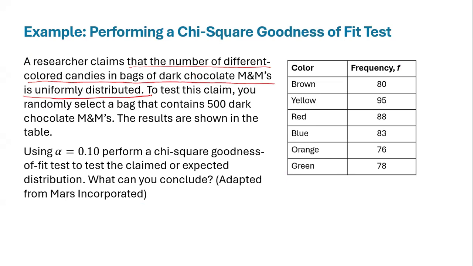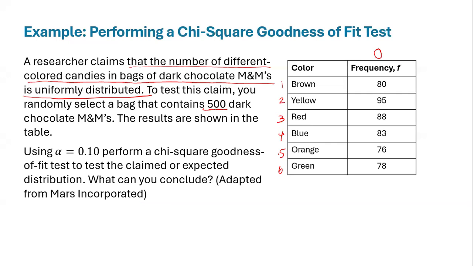To test this claim, you randomly select a bag that contains 500 dark chocolate M&Ms, and the results are in this table. Then you know that the result from the sample is always my observed frequency. And how many categories do we have? 1, 2, 3, 4, 5, 6 categories. Using alpha 10%, perform a chi-square goodness of fit test to test the claim or the expected distribution. It's a typo here. And what can you conclude?